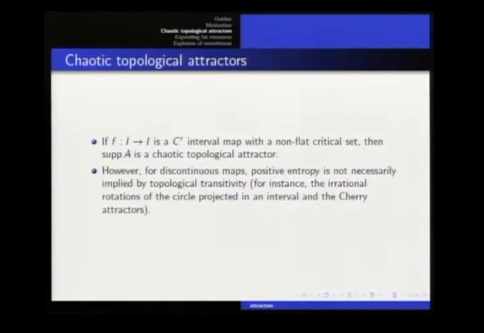From this definition, we know that if F is in fact a C^r interval map and not only a piecewise interval map, then the support of A is already a chaotic topological attractor. The problem is that since we have discontinuities, there are well-known counterexamples, like the irrational rotations of the circle or the Cherry attractors that come from the Lorenz attractor. So to have a cycle of intervals is not enough in our setup to have immediately a chaotic topological attractor. We have to say something more.